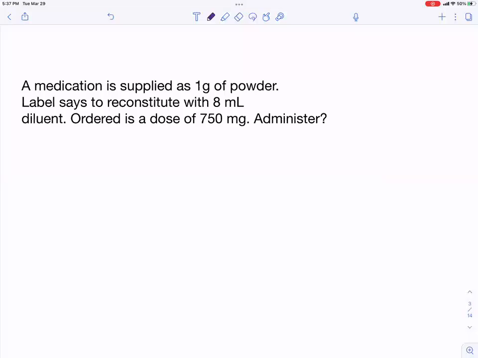In this problem, it says a medication is supplied as 1 gram of powder, and the label says reconstitute with 8 milliliters. So again, what does that mean? There's 1 gram in 8 milliliters.